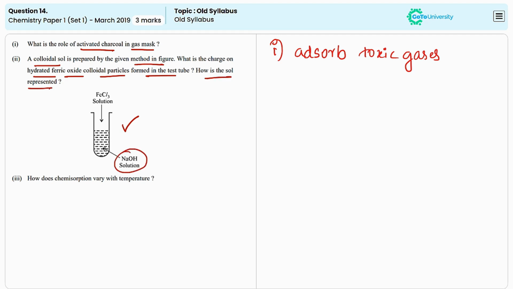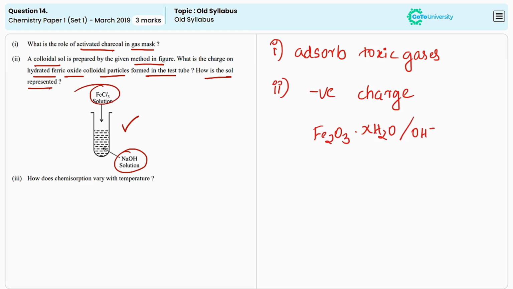Here we can see sodium hydroxide solution is taken in the test tube and we are adding ferric chloride solution. So the particles will be negatively charged and we can represent these particles as per the given formula, that is Fe2O3.H2O, and the charge will be negative. So we need to write OH minus to indicate the negative charge.